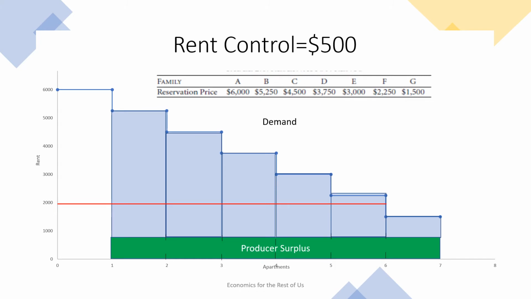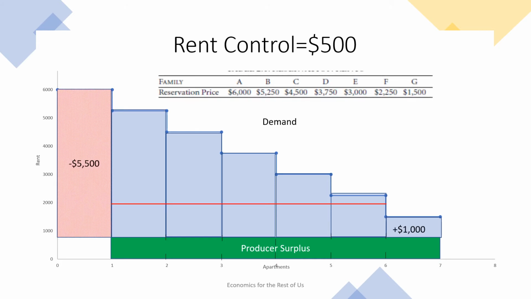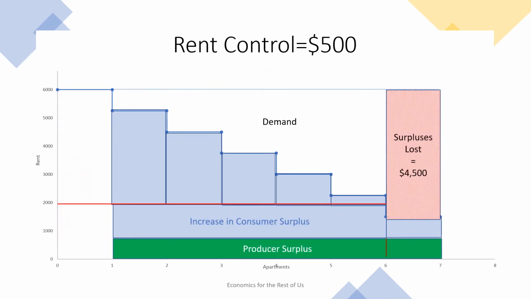In this case, A does not have an apartment and G does. This means a loss of consumer surplus by A of $5,500 and a gain of consumer surplus by G of $1,000 because G's reservation price is $1,500 and the rent now is $500. The total surplus lost is therefore $4,500.